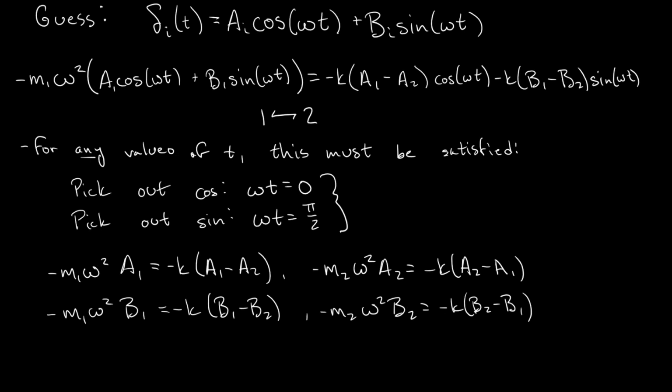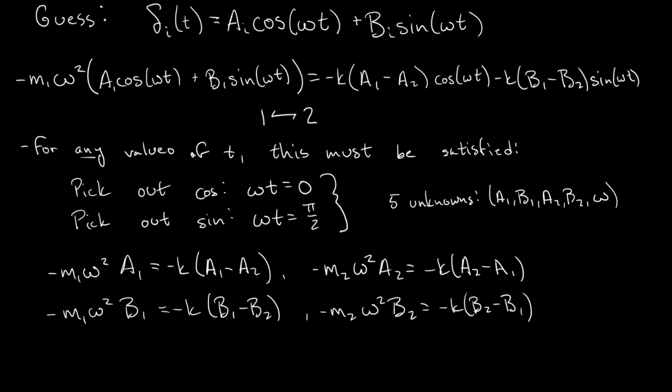Okay, so we have a set of 4 equations. We have 5 unknowns, which are going to be a1, b1, a2, b2, and omega. So we can't solve everything exactly, but we've done something pretty cool, which is we've turned our coupled differential equations into a set of algebraic equations. And algebraic equations are going to be significantly easier to solve than differential equations.